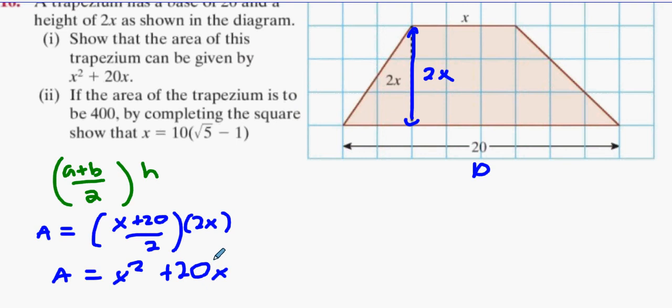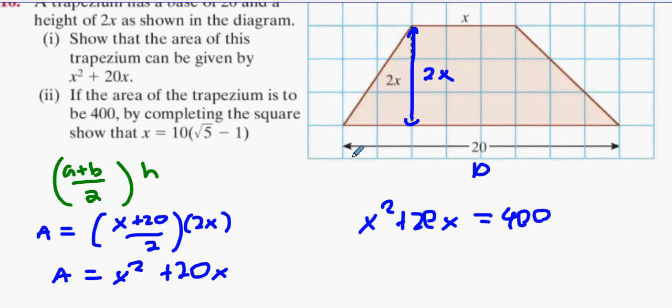Just look up in the tables, was it? Alright. If the area of the trapezium is to be 400, so x squared plus 20x minus 4 equals 400. Now, it doesn't give you a choice, does it, with the method?